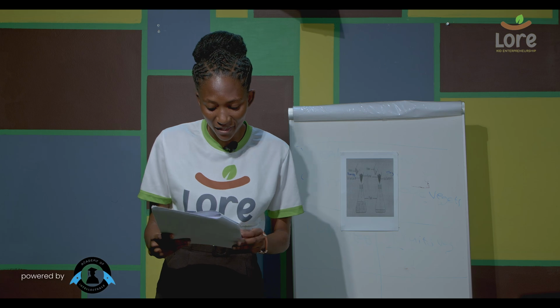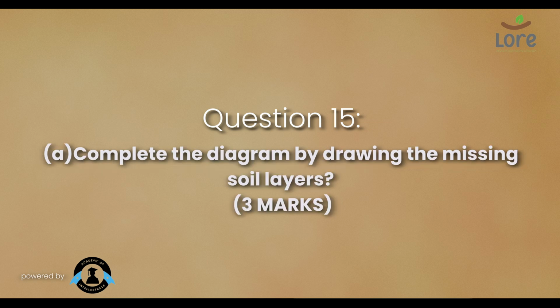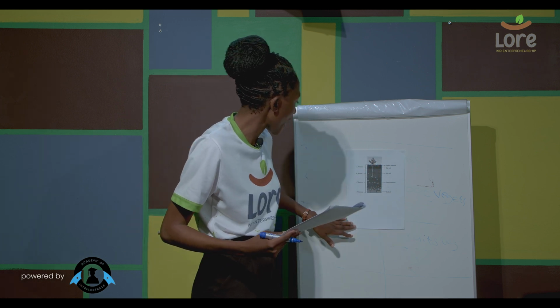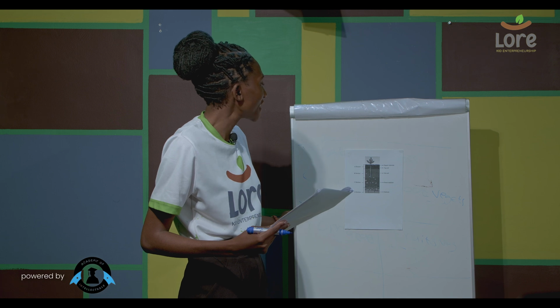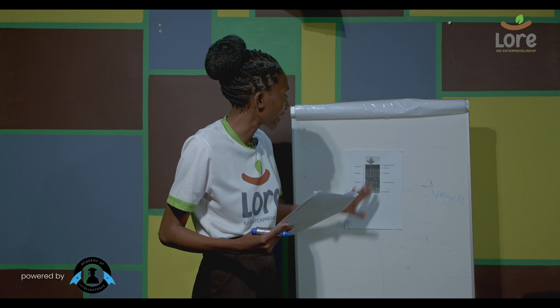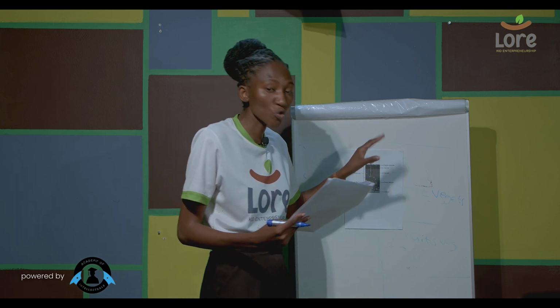Question 15 is saying, study the diagram below. And then it's saying complete the diagram below by drawing the missing soil layers. It means we are given a structure of a soil layer, but before we answer our question paper, what is the general name given to the soil layer? From our agricultural textbook, we know that the general name given to a soil layer is a soil profile.